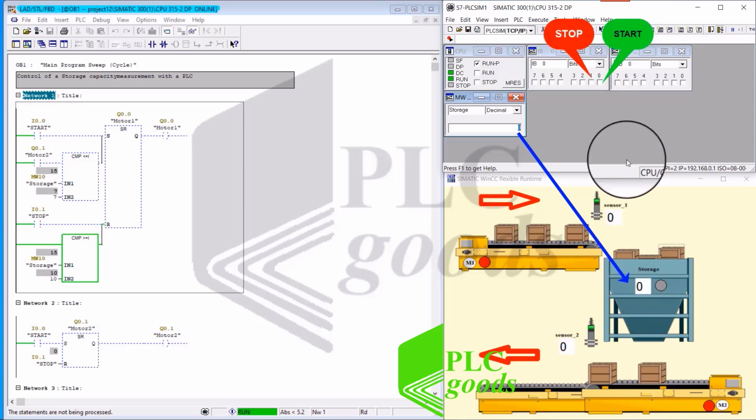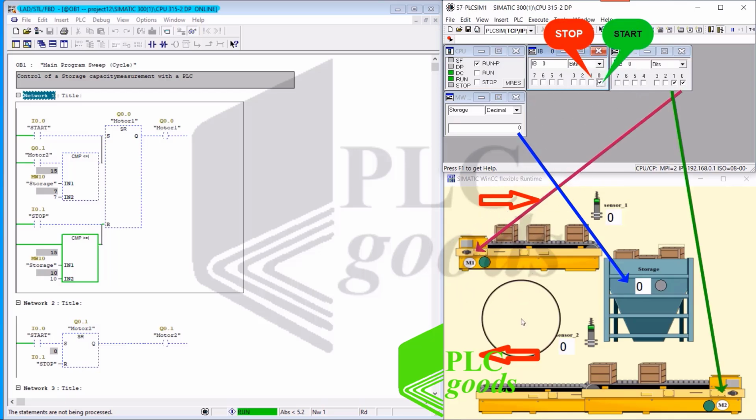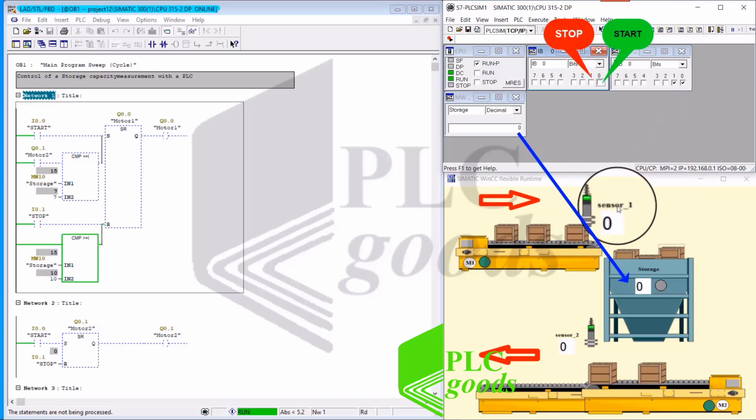I go ahead and start the program for execution. And go ahead and also activate sensor number 1. Notice that both sensors' contents related to the memory locations of the sensors show 0, and also the program is running.